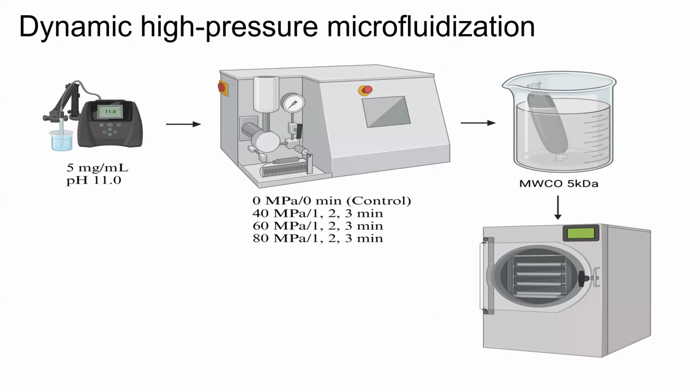As I said, they mostly concentrated on the two properties, that is pressure and time. So one sample is the control, which has not gone through any pressure or time. And then there are 40, 60 and 80 megapascal of pressure, which was applied for 1, 2, and 3 minutes. After this treatment, they did the dialysis of the samples and then finally again lyophilized. Here is another point that they missed or did not mention: what is the pH after the treatment? If it is 11, it's very high.